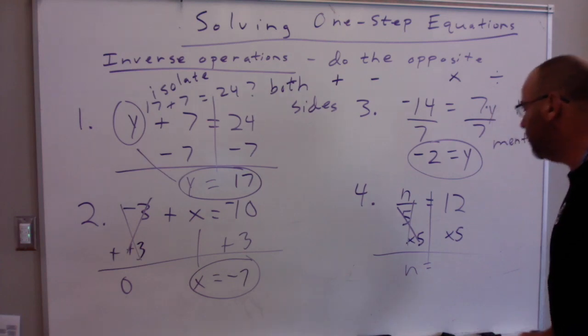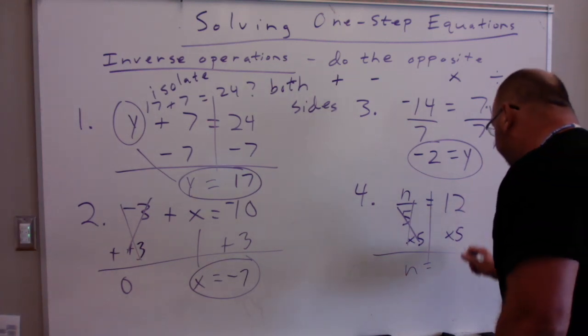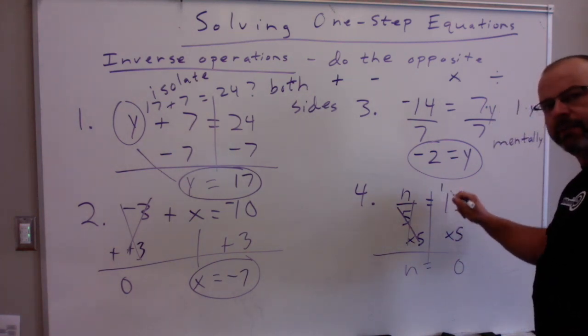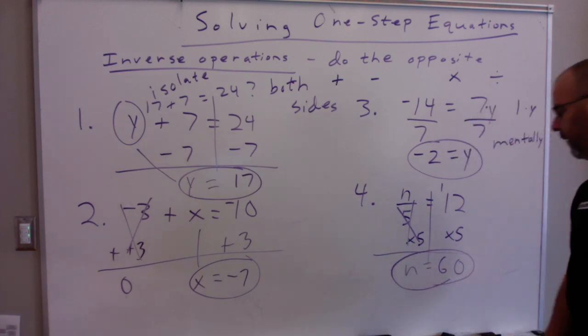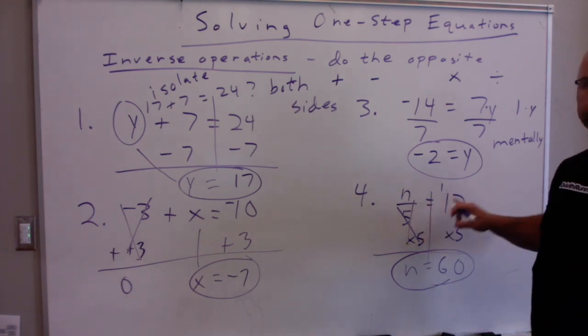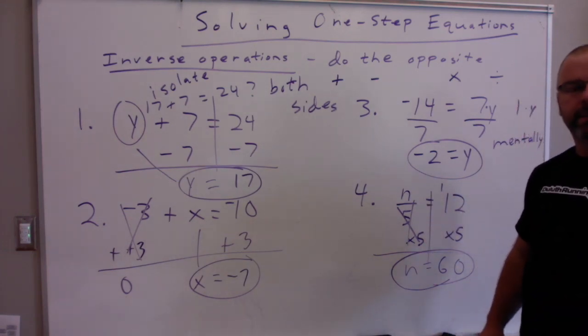N equals 12 times 5. 12 times 5: 5 times 2 is 10. Put down 0, carry the 1. 5 times 1 is 5, plus 1 is 6. So the answer is 60. Again, you can check each one of these by putting these back in and seeing if they work. We're going to work on solving one-step equations.